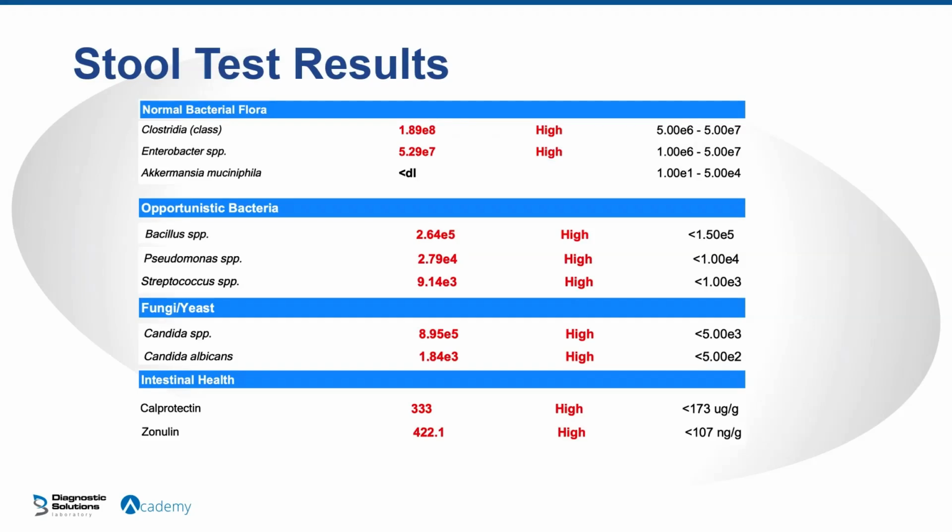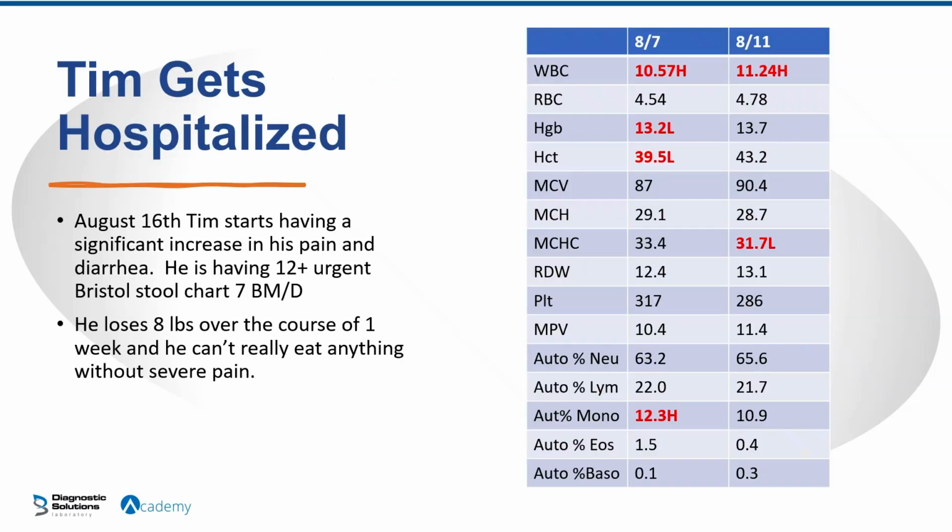Here is Tim's stool panel. It did not look good. Clostridia, Enterobacter were elevated. He had absolutely no Akkermansia, elevated Bacillus, Pseudomonas, Strep, fungal species. His calprotectin was elevated at 333, and his zonulin, or small bowel inflammatory marker, was elevated at 422.1.